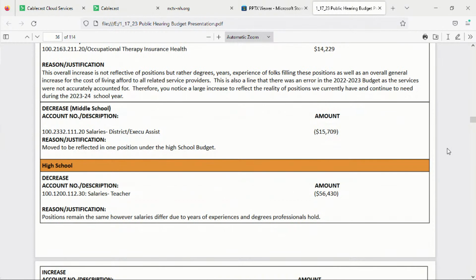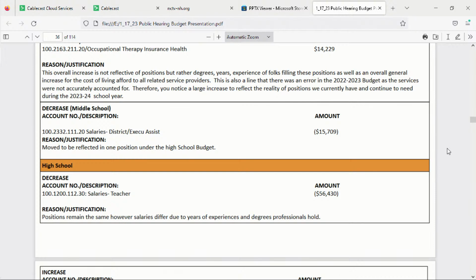Occupational health, the health insurance piece, and then the district executive assistant is a decrease at the middle school, moved to reflect in one position under the high school budget. So essentially, historically, there's been a special education administrative assistant at the middle high school. It's been split between the two buildings. It's now just reflected in the high school's budget, but would still be servicing special ed for both buildings.